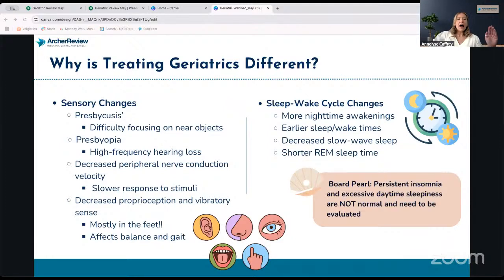So we know that they're going to have hearing changes, eyesight changes. They're going to have... guys, I have given this webinar a bajillion times, and every single time I say I'm going to fix that slide, and I forgot again.